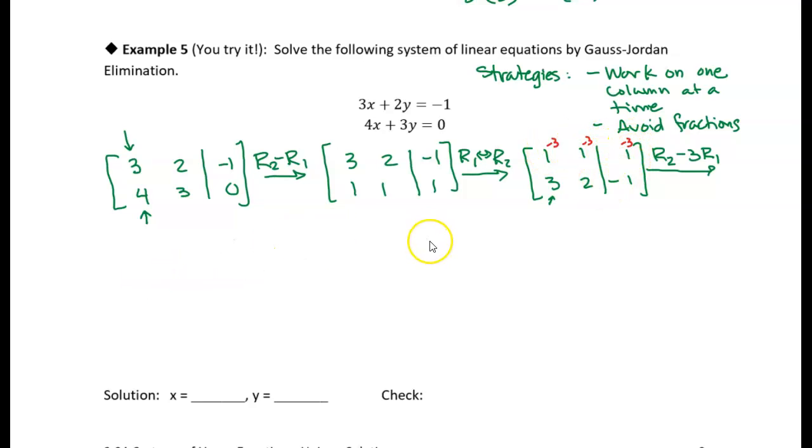I don't actually want to change row 1, because I kind of like that 1 there. So I'm just going to leave row 1 as it is, but I made a note of what -3 times row 1 looks like. So now I'm going to add: -3 plus 3 is 0. -3 plus 2 is -1. Negative 3 plus negative 1 is a negative 4. So I get negative 4 here.